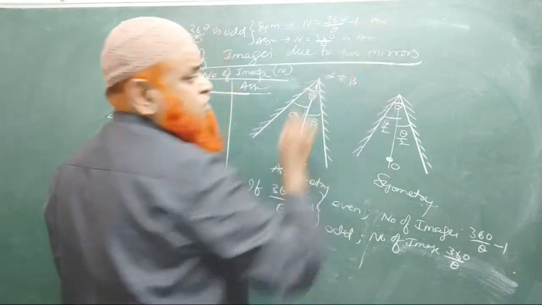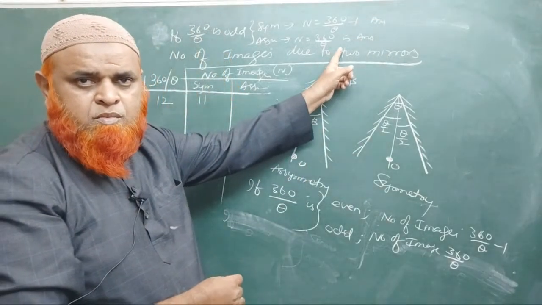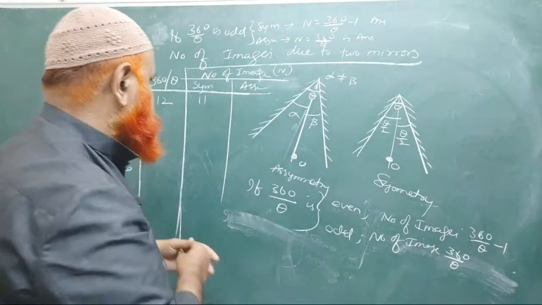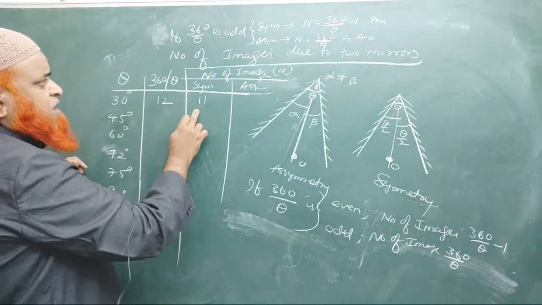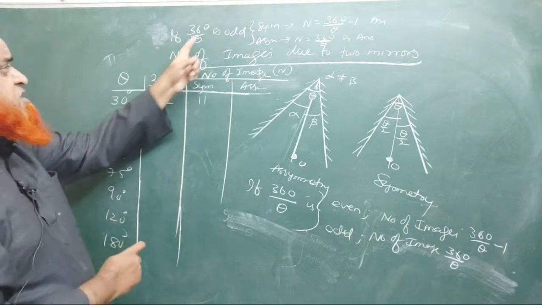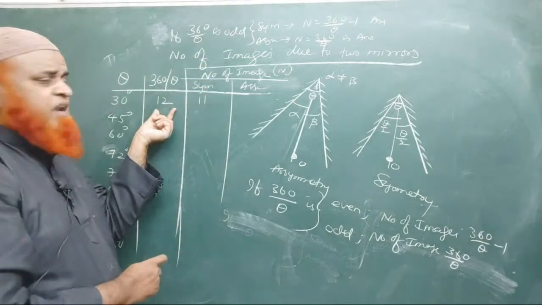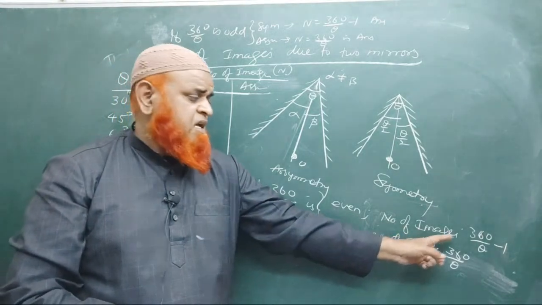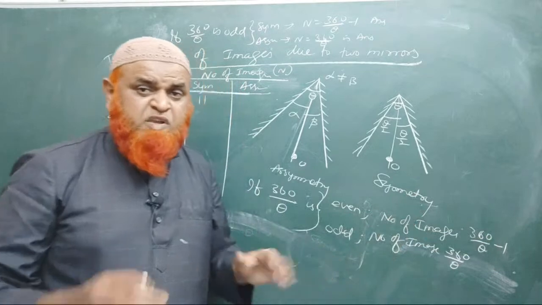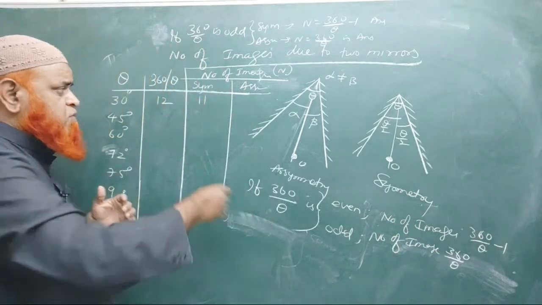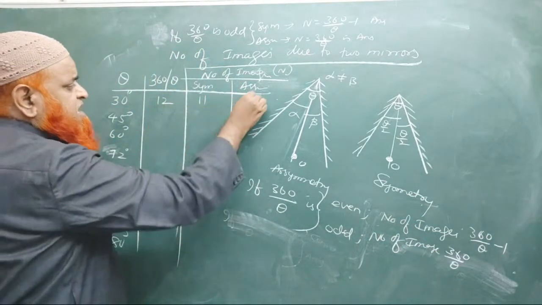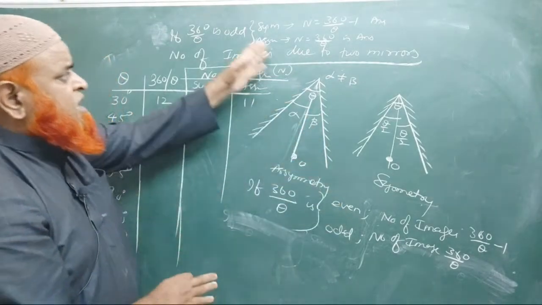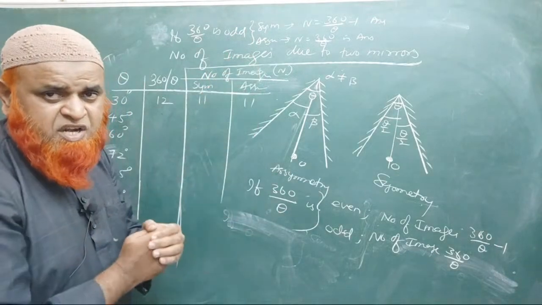Here minus 1 you have to do, and here directly you can take 360 by theta as the answer. So let me discuss here now. If 360 by theta is even, the number of images will be 360 by theta minus 1, which means you have to subtract 1. That means for 12, you will write 11 and 11. There is no subcondition because it is an even case. For odd cases, there is a subcondition.